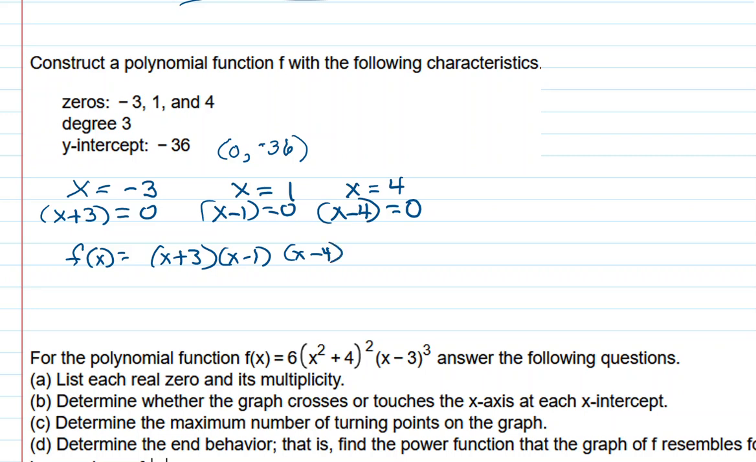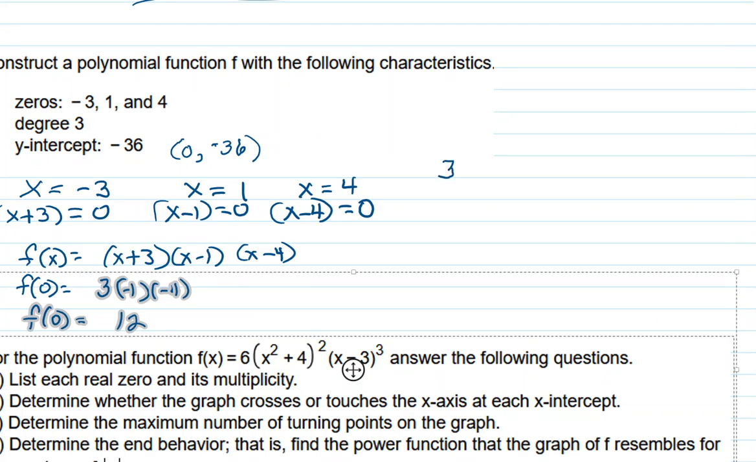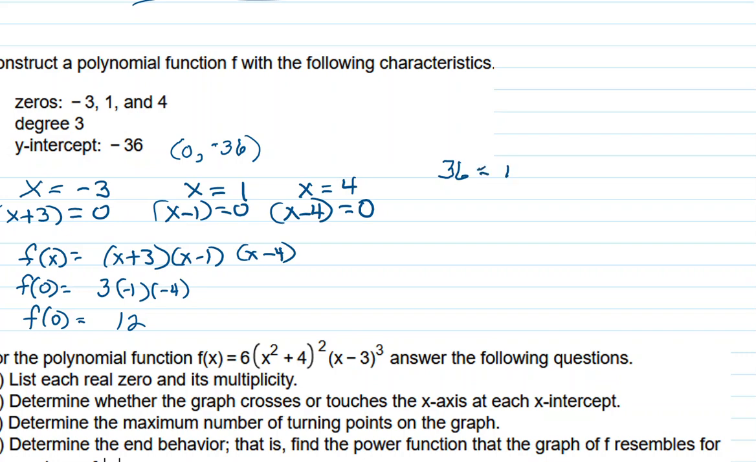Okay, we know we're going to have some kind of constant out there, right? And we can put the plus c, but I just like to do the math. So I'm going to do f of 0. I love that. 3, -1, and -4. Well, these two make +4, so it's 12, right? Correct? Okay, but we know we need a y-intercept of -36. So if I subtract 12, I think I get 24.